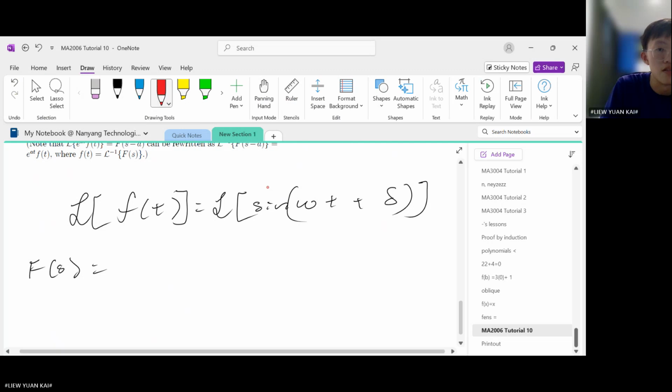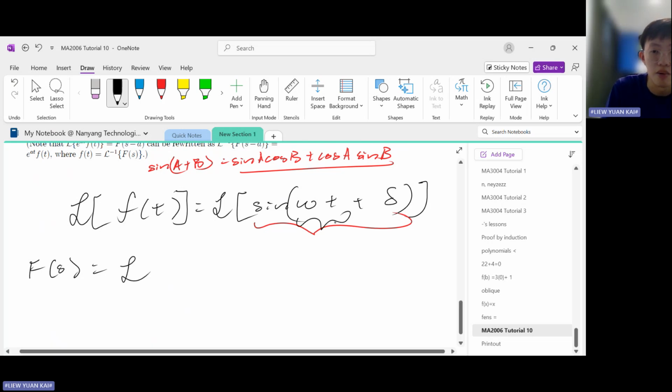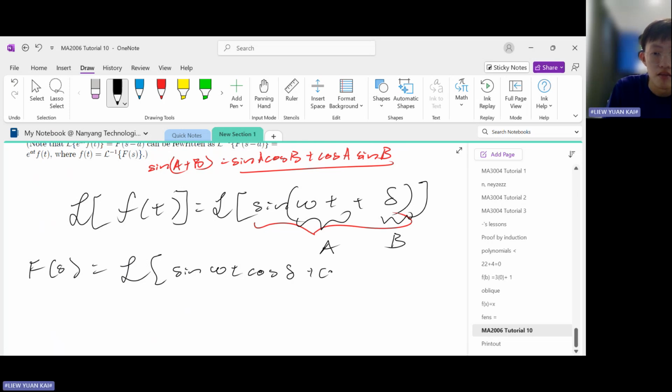We need to do some tricks related to this sine. Recall that sine of a plus b is equal to sine a cos b plus cos a sine b. You call this the compound angle identity. You can also find this in your formula sheet. If you apply it to this case, this is a and this is b. So what you get is sine omega t cos delta plus cos omega t sine delta.